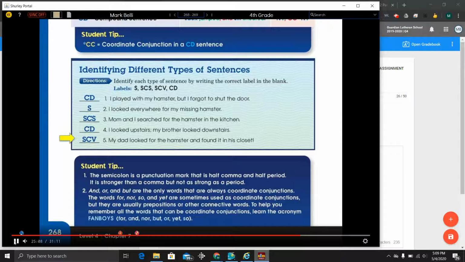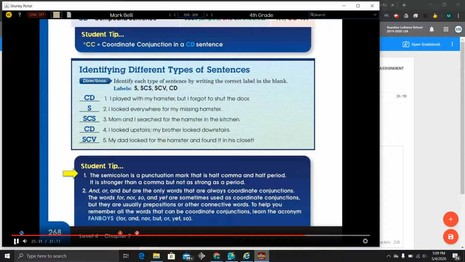Sentence 5. My dad looked for the hamster and found it in his closet. Sentence 5 is a simple sentence with a compound verb. The compound verb in this sentence is looked and found. Pay close attention to the student tip to learn more about compound sentences.